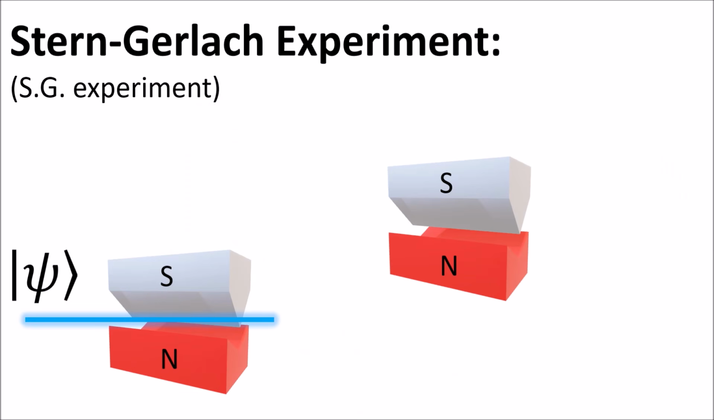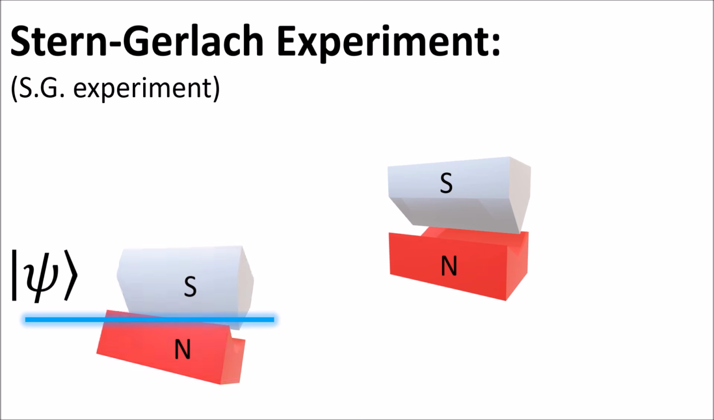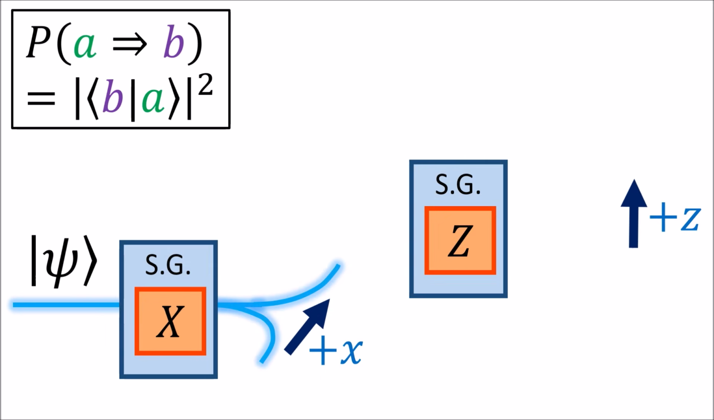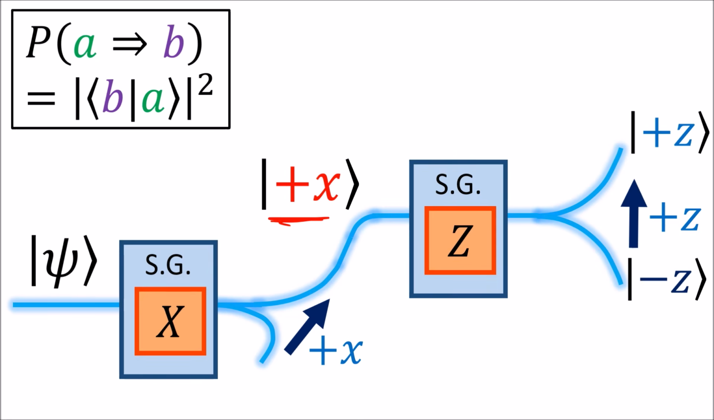Now let's try something more interesting. Let's arrange the first SG apparatus so that it points in the x direction, and then send the plus x particle beam through a second SG apparatus pointing in the z direction. We find that the plus x particle beam is split evenly in the plus z and minus z directions.